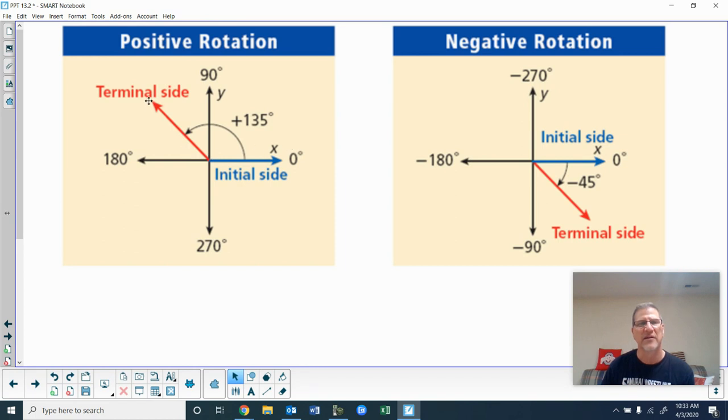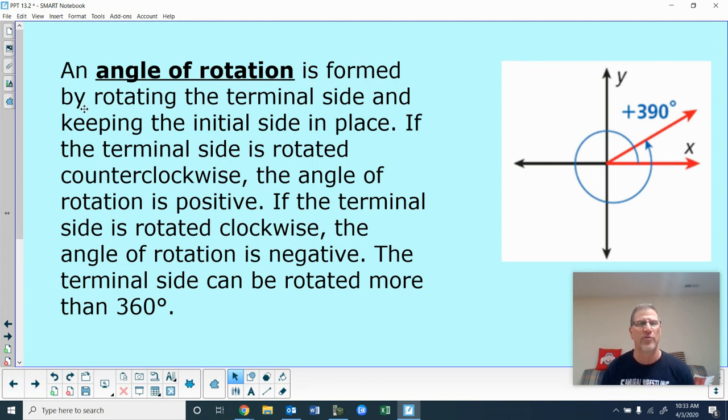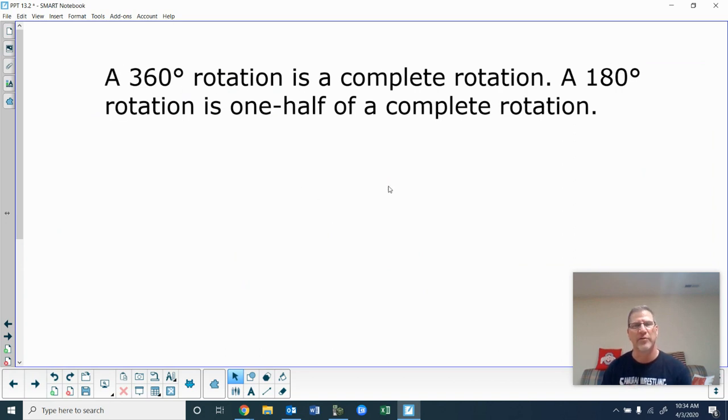And again, this is an angle in standard position, always starting with our initial side right there on the x-axis and then rotating around. An angle of rotation is formed by rotating the terminal side. We start with our initial side, and then we rotate around, and it'll stop somewhere. If the terminal side is rotated counterclockwise, it's positive, and if it's clockwise, it's negative. And you can go more than 360 degrees. Like this picture is 390 degrees because it went around. When it got to there, that's 360, and then it went past a little bit more, actually 30 degrees more, and that's a picture of a 390 degree angle in standard position. Again, a complete rotation is 360 degrees and 180 is halfway around.